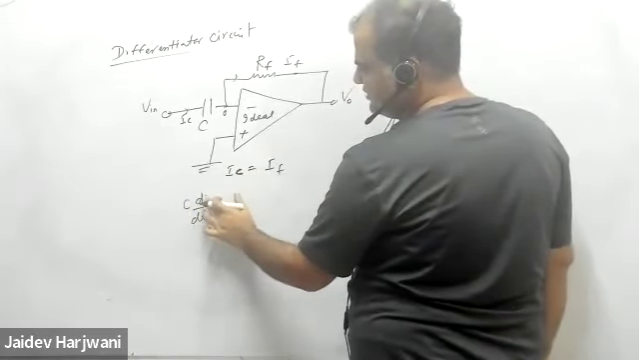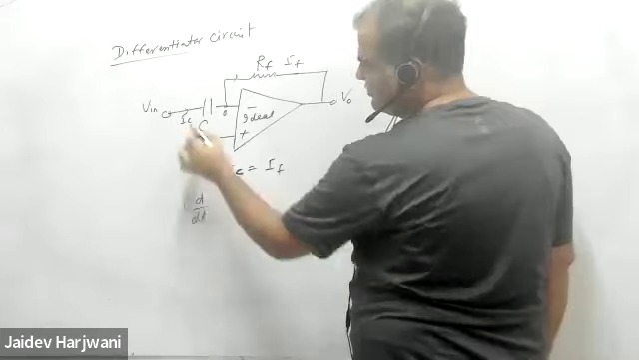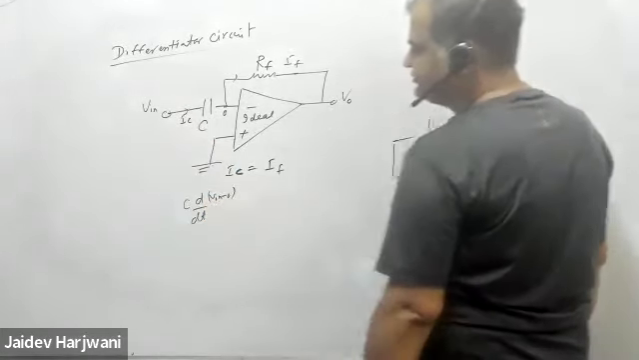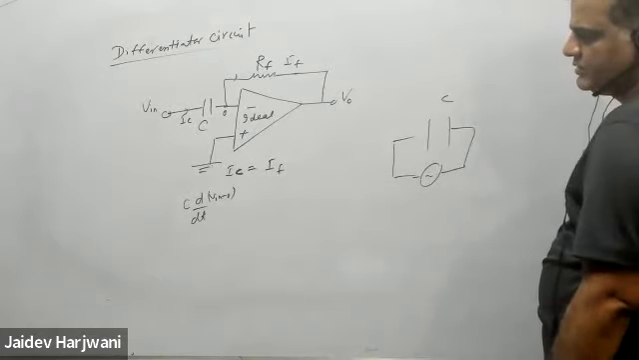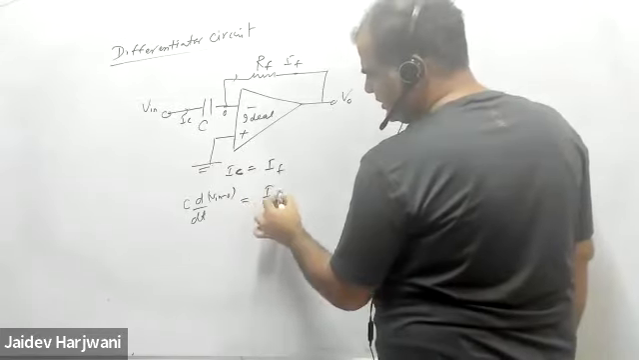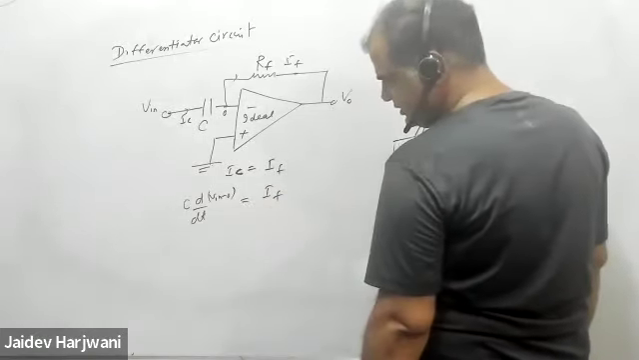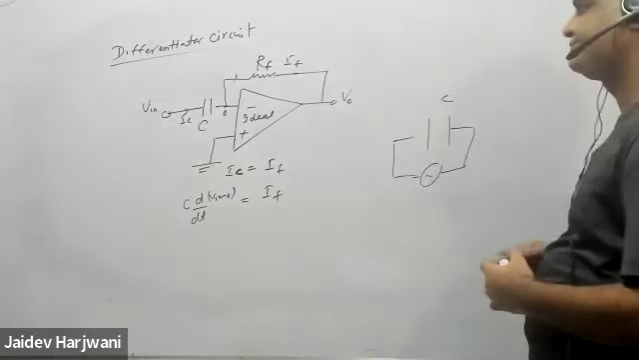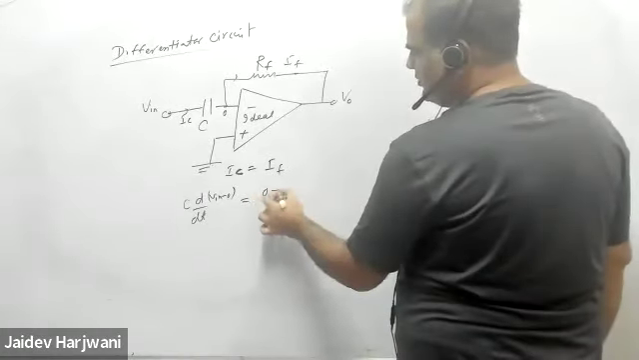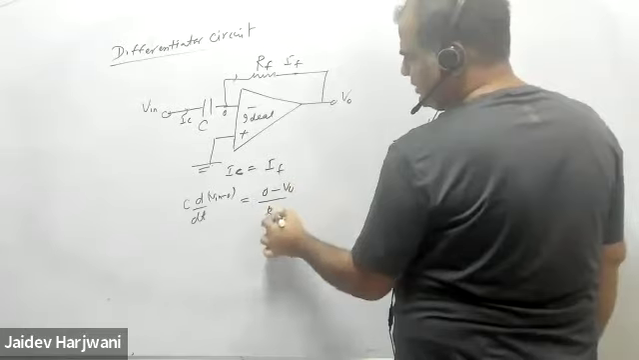Now here the voltage difference is what? Here voltage difference is V naught minus 0. Difference of voltage equal to IF. And IF is equal to 0 minus V naught upon RF.